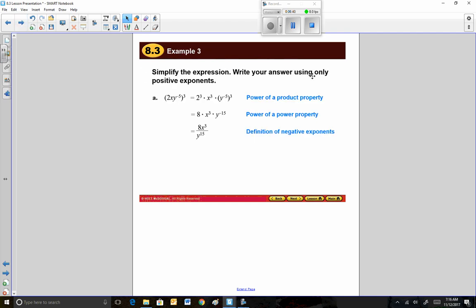All right. Here we go. Simplify this expression. Write your answer using only positive exponents. All right, so everything in here has to be raised to the 3rd power. So 2 to the 3rd power, x to the 3rd power, y to the negative 5 to the 3rd power. Well, 2 times 2 times 2, that's 8. X to the 3rd power. And then we have this y to the negative 15th. If it has a negative, we need to bring it down below. So that's why they wrote 8x to the 3rd power and brought the y to the 15th below to make it a positive exponent. And that's your answer. Easy enough?